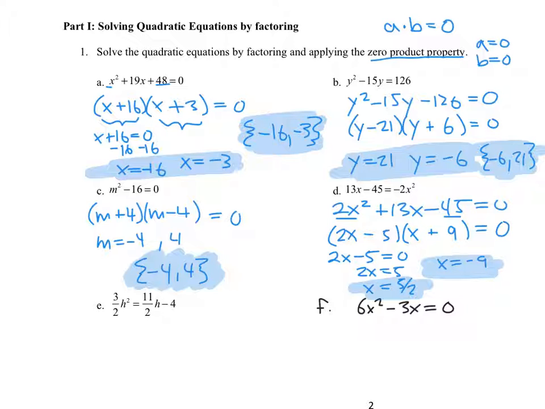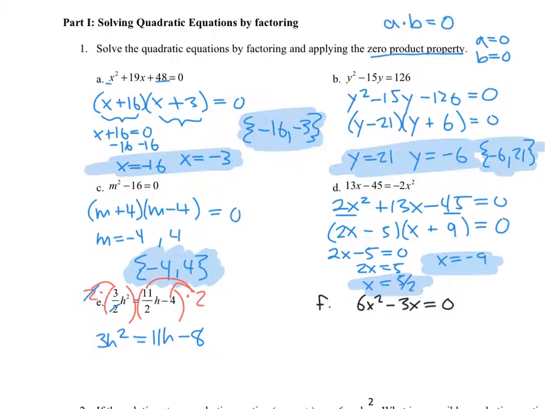Okay, in the next equation we have fractions, and that's no fun. So we're going to make our fractions go away by multiplying both sides of the equation by 2, which will cancel out the 2's in the denominators. But remember that all terms need to be multiplied by 2. Okay, so when I do 3 over 2 h squared times 2, the 2's will just cancel out, leaving us with 3h squared. On the other side, when I multiply 2 by 11 over 2 h, the 2's cancel, leaving me with 11h. And then minus 4 times 2 is minus 8.